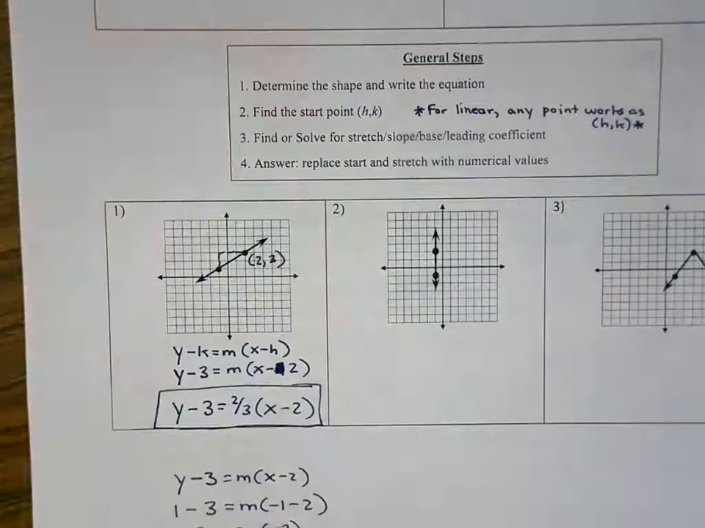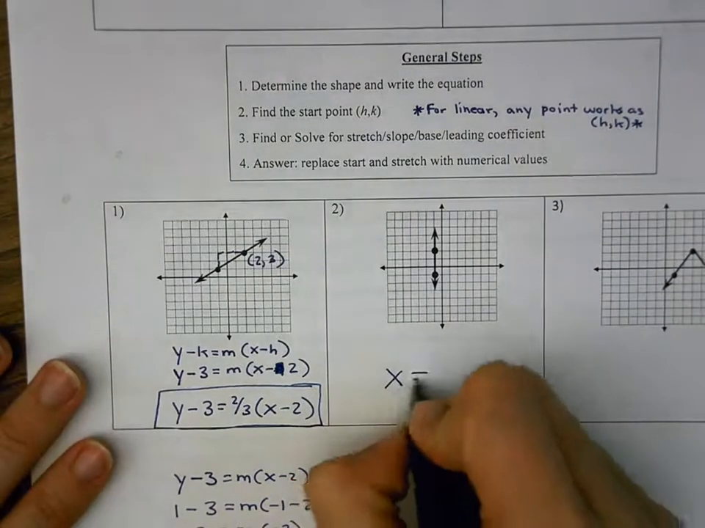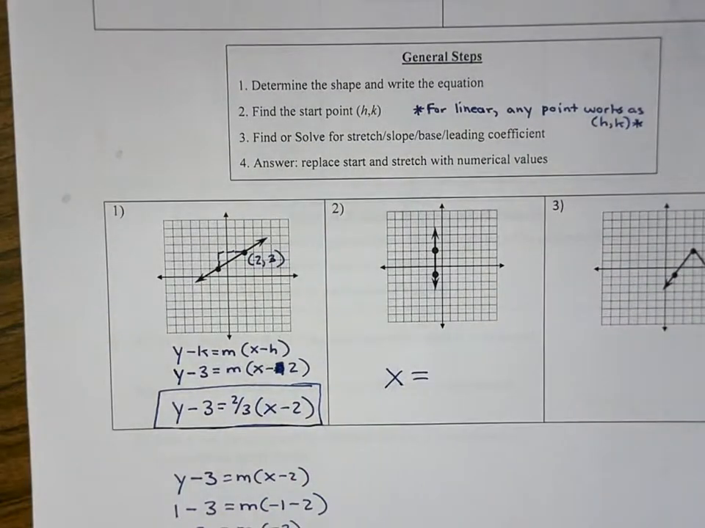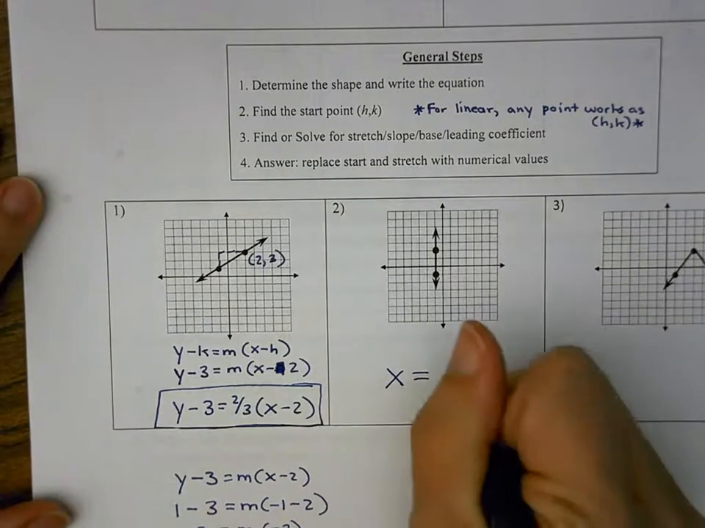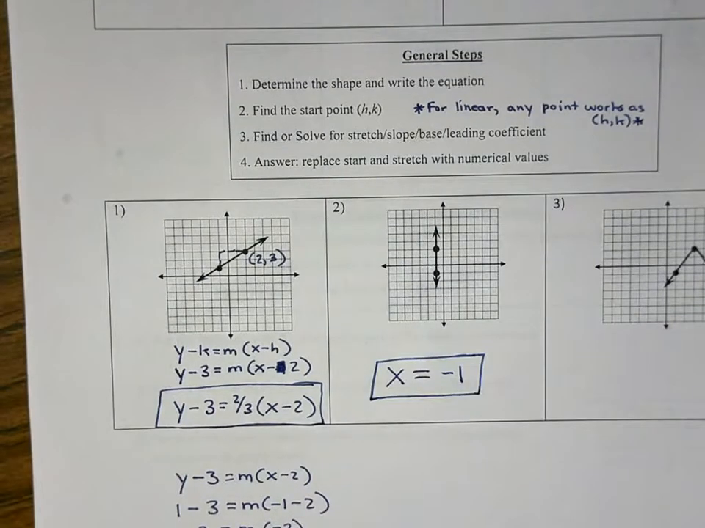And so in this case, this is an x equals line. The question is, it's x equals what? As you look at that line, what does x equal? X equals -1. If there are questions, jot them down now.